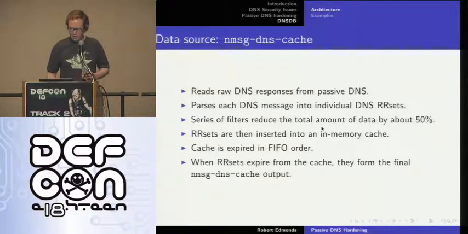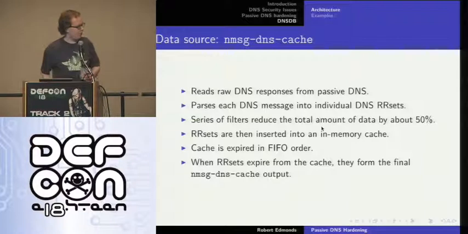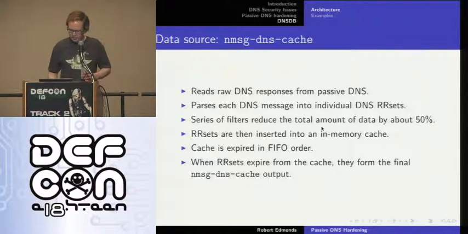So we have InMessage DNS Cache. I'm going to quickly go through what it does, and then we'll get into the demo as soon as possible. It's a standalone program that reads the raw passive DNS data and parses each DNS message into a stream of individual, what's called resource record sets, and then we apply a series of filters before inserting each RR set into an in-memory cache. And these filters eliminate roughly 50% of the data that we would otherwise have to store in the database.